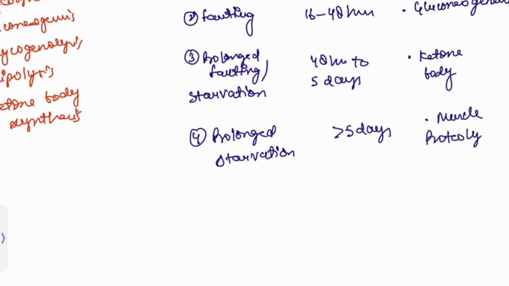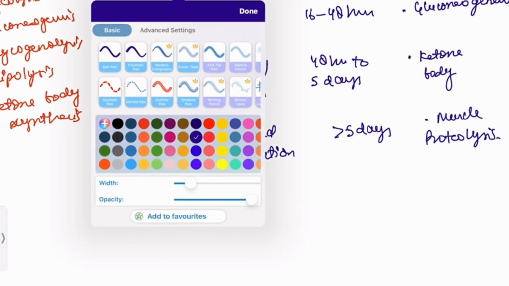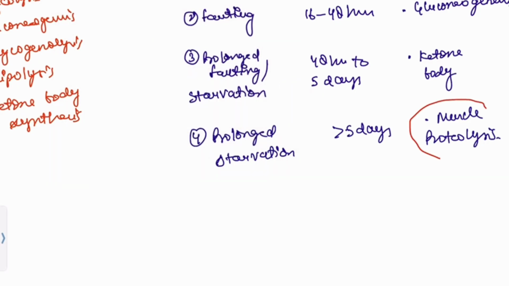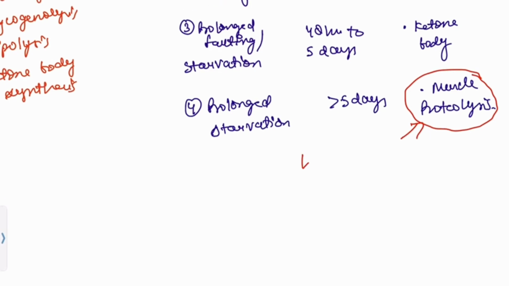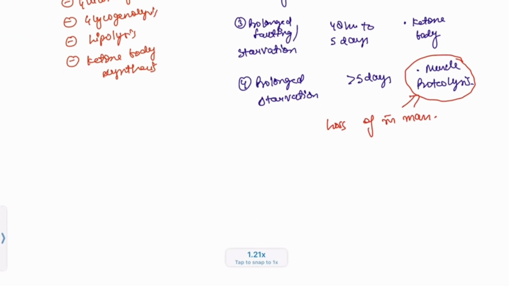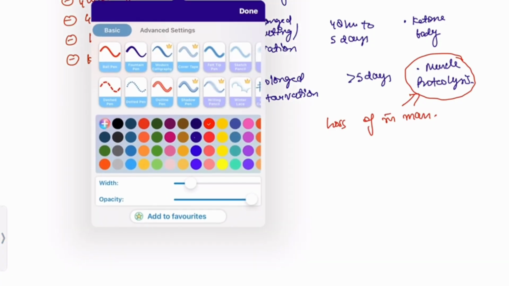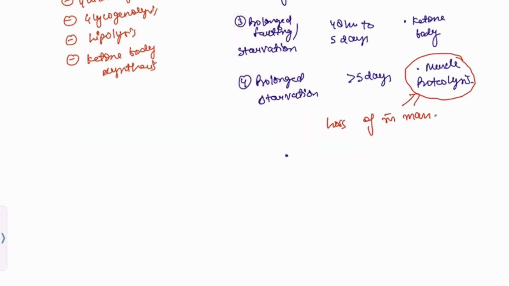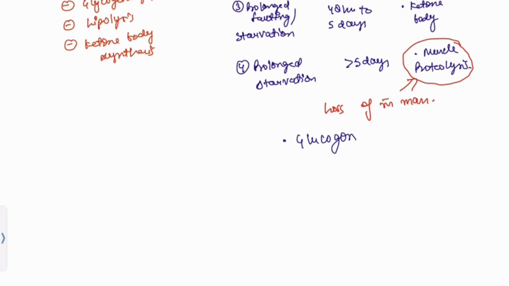So we can see that muscle proteolysis is the energy source for prolonged starvation, and that is the reason behind the loss of muscle mass in case of starvation. The dominating hormone in this state is glucagon. Action of glucagon is opposite of insulin.